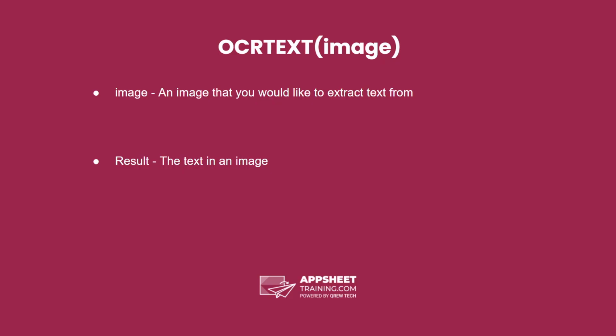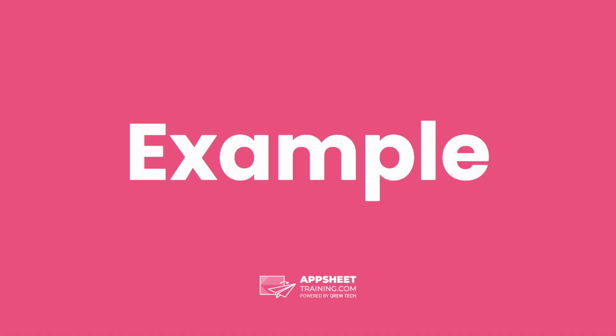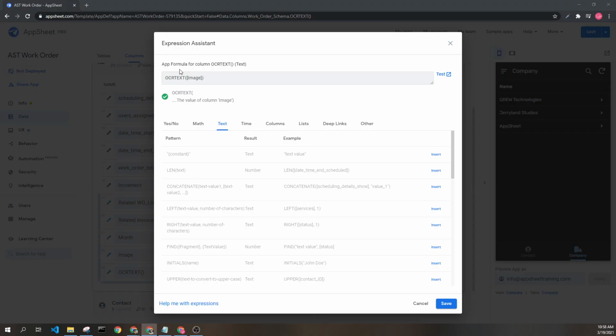The OCRTEXT expression has one parameter. This is an image that you would like to extract text from. The result is all of the text that could be extracted from the image. Let's look at an example.